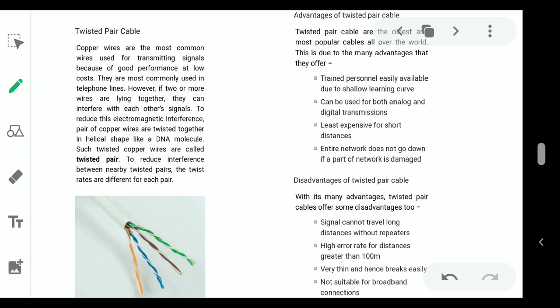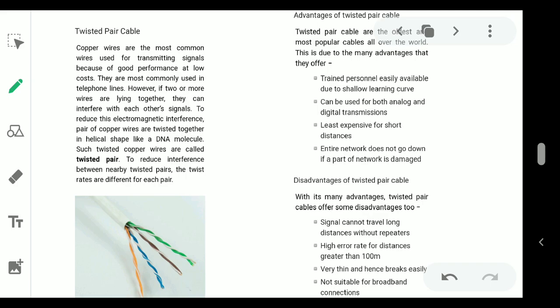Okay, so from the picture it is clear that you are seeing this kind of cable in normal electronic work. So copper wires are the most common wire for the transmission of signals because they have good performance at a low cost. Okay, the structure of this copper wire actually looks like a DNA model. So that's why it is called twisted pair. Okay, to reduce the interference between nearby twisted pairs, the twist rates are different for each pair.